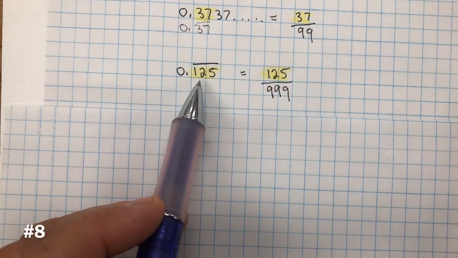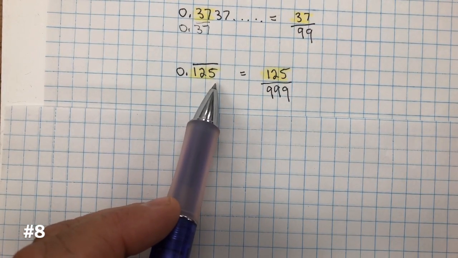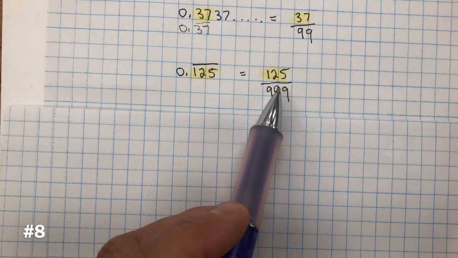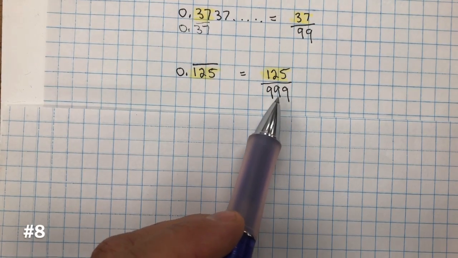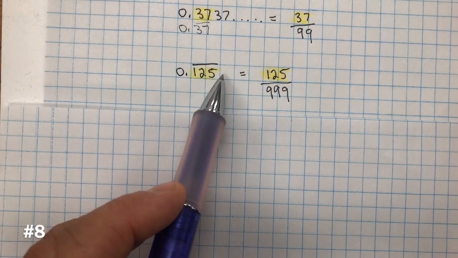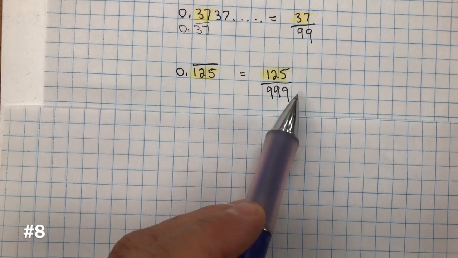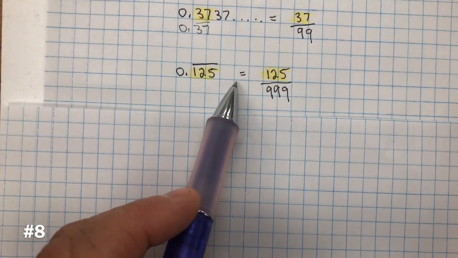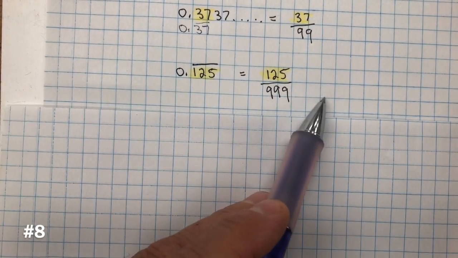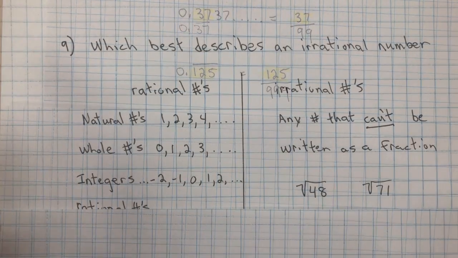So however many place values are repeating is how many 9s you're going to put in the denominator. If this had 4 place values repeating, I'd have 4 9s. If it had 6 place values repeating, I'd have 6 9s in the denominator.